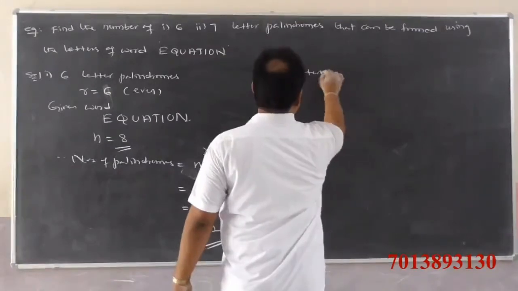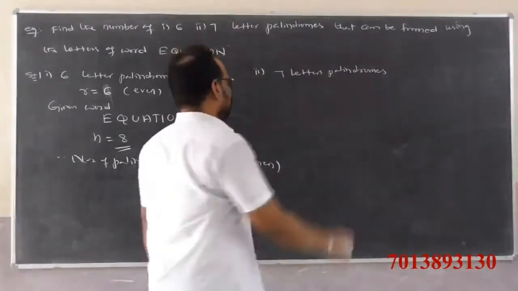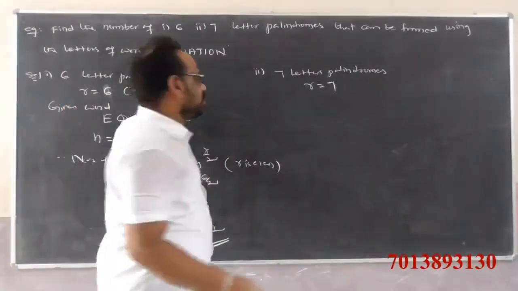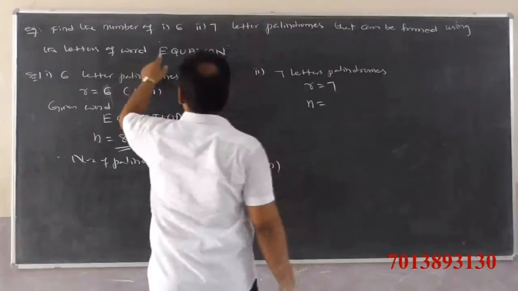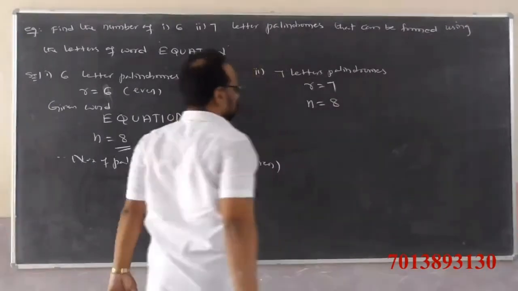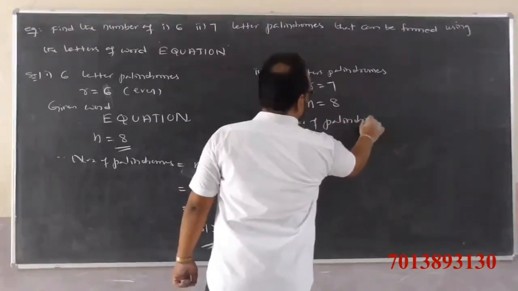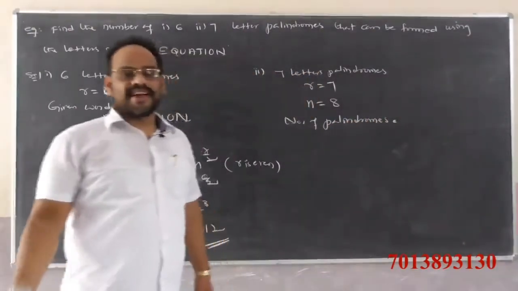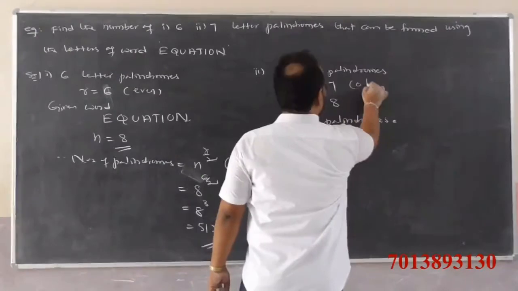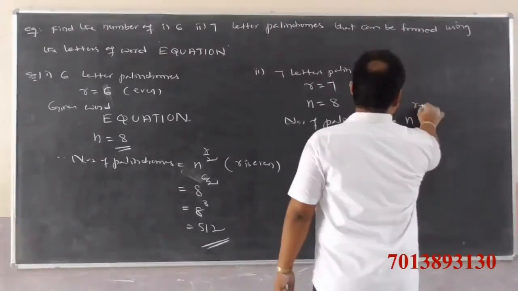7 letter palindromes. Clearly r is equal to 7, by using the letters of the word EQUATION. So we have n different letters, 1, 2, 3, 4, 5, 6, 7, 8, clearly n is equal to 8. The number of palindromes depends on the r value. Here r is equal to 7, which is odd. So the number of palindromes is equal to n power (r plus 1) by 2.